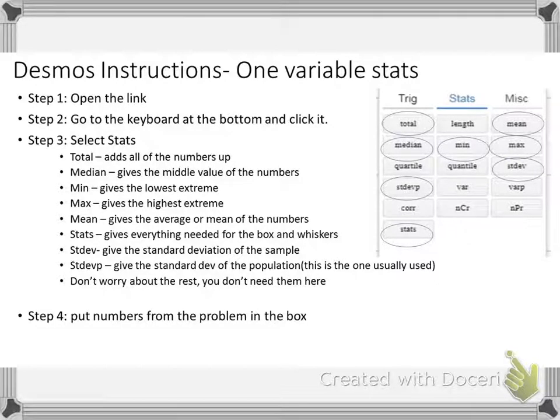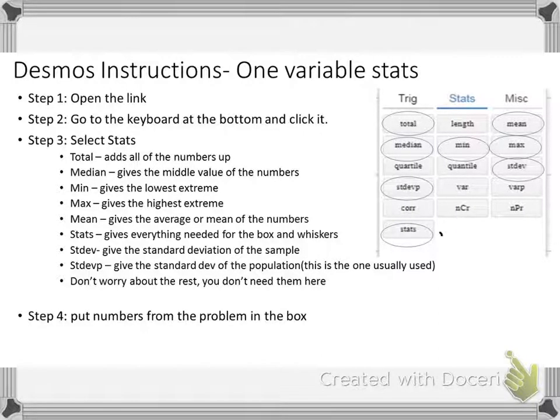That you need to find the mean, median, mode, all of those four. Okay, you're going to open the link for Desmos, go to the keyboard at the bottom that I just showed you, and you're going to click stats. Okay, so I've given you what everything means: your total, your median, your min, your max, your mean. Okay, you can find all of this.